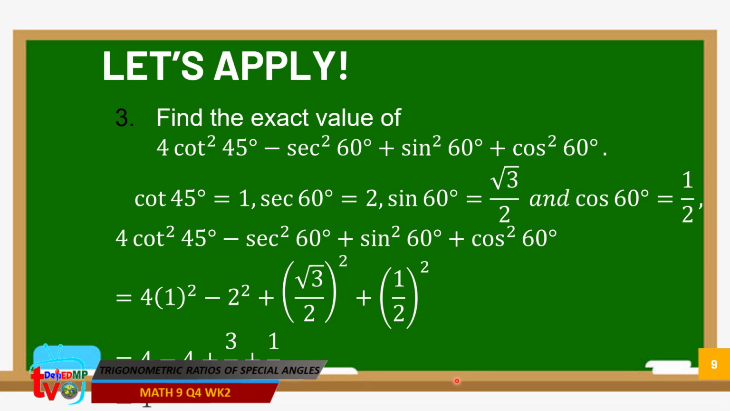Now to further simplify, we have 4 minus 4 is 0. And if we add 3/4 and 1/4, when we add the numerators, 3 plus 1, that's 4. And then copy the common denominator, which is 4, that's 4 over 4, or simply 1. Therefore, the value of this very long trigonometric expression is simply 1. If you want to study this further, you may replay this video or you may pause and study the example on your own.